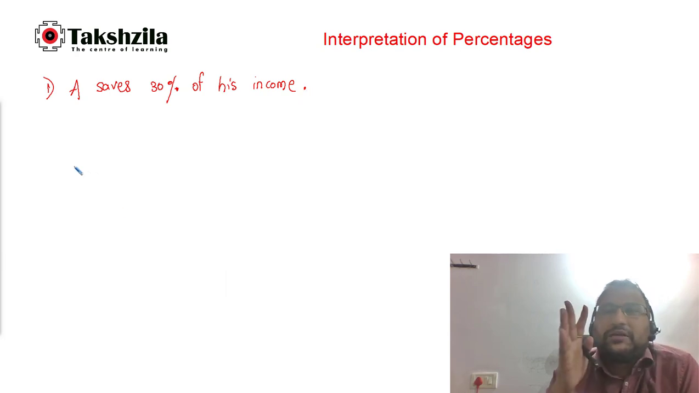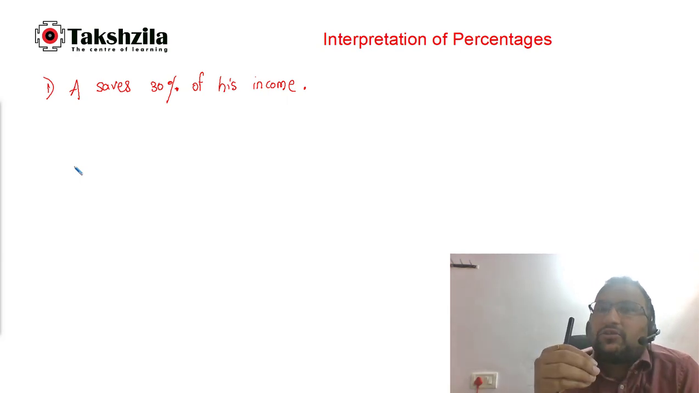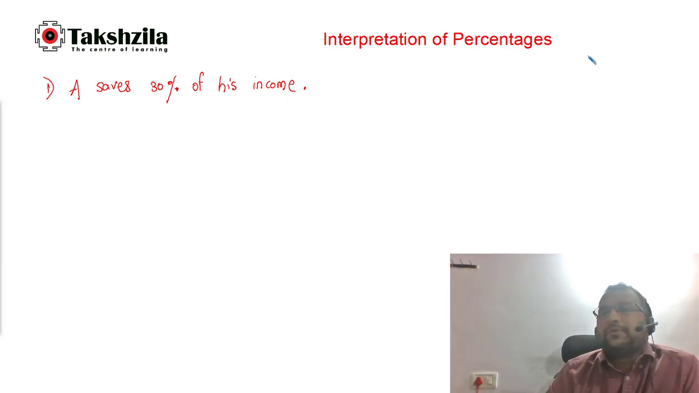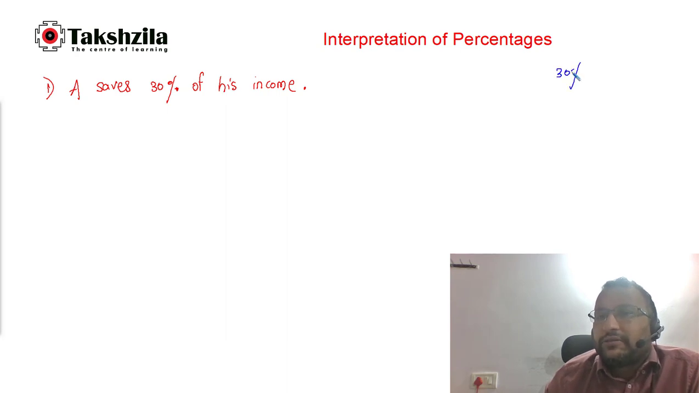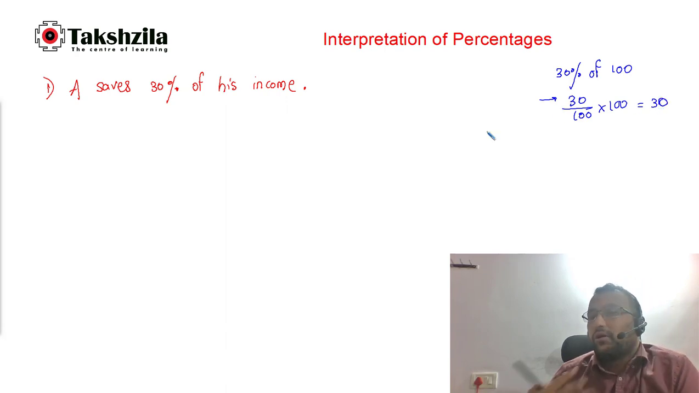Percent means out of 100. It's always easy to calculate percentage on 100. For example, if I want to find 30% of 100, 30% of 100 is going to be how much? 30 divided by 100 into 100, that is equal to 30 itself. So always try to work with 100.